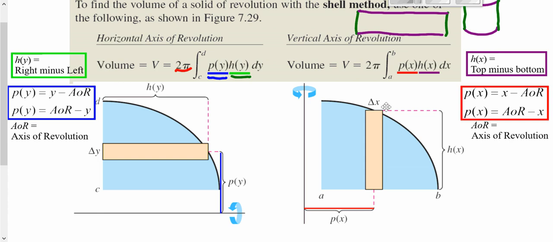Then the h is how far up and down this goes. To do that, you just have to go top minus bottom. Sometimes it's just going to be your top minus 0 if that's on your axes. Other times it's going to be another function, but you always go big minus small. Same idea works when you're going left and right. When you're dealing with your y's, your radius would be either axis of revolution minus y, or y minus axis of revolution, in the blue, and your height is right minus left. It's what's on the right minus what's on the left. It's big minus small.